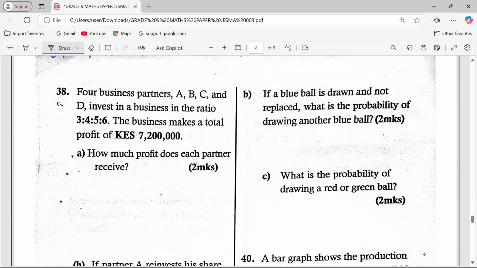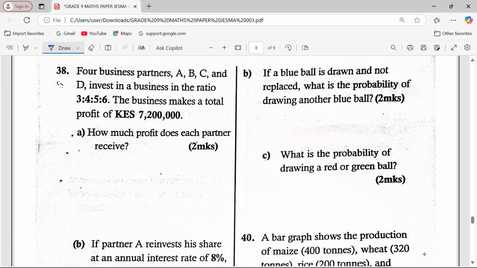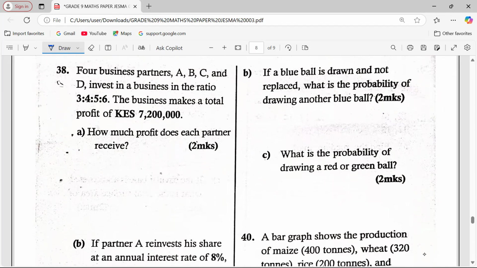In number 38, we are talking about 4 business partners, A, B, C, and D, who invest in a business in the ratio 3:4:5:6. The business makes a total profit of 7,200,000 Kenya shillings. Part A, how much profit does each partner receive?